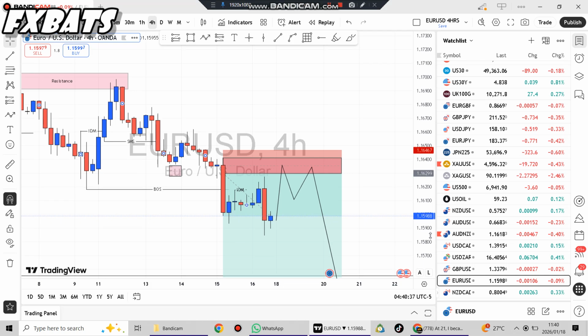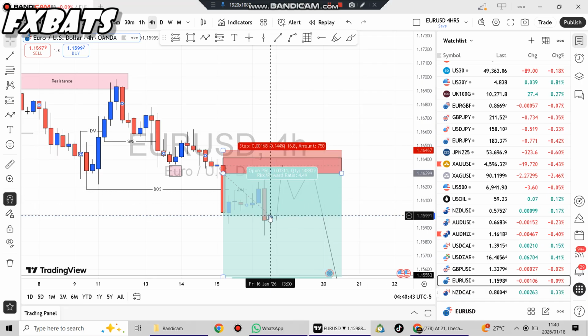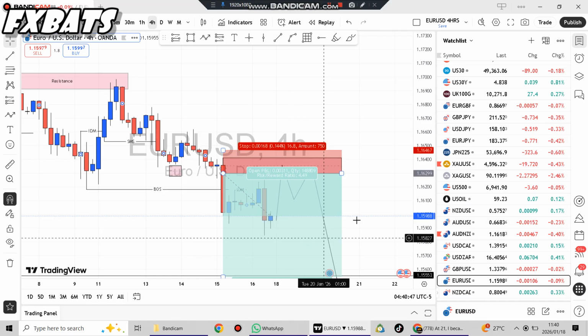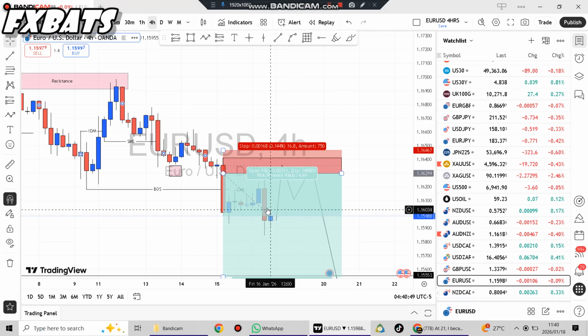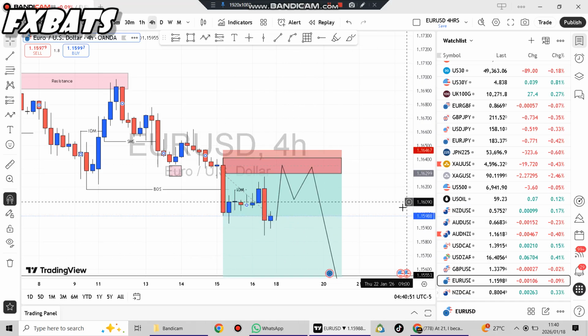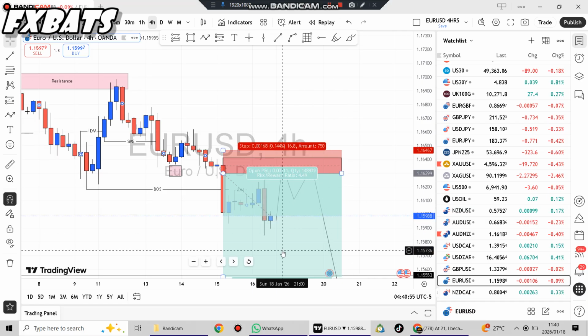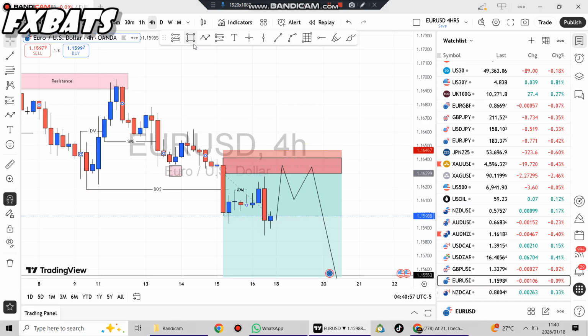So this is what I had for today. But if price fails to push directly to take out liquidity and it just breaks below, then I'll be waiting for an area of supply above, which I'll use as my entry. You understand? So this is what I had.